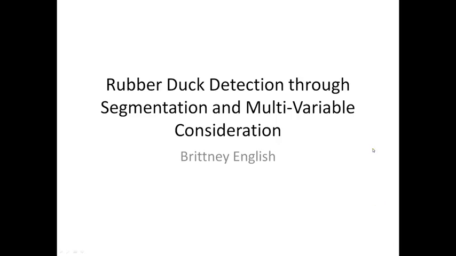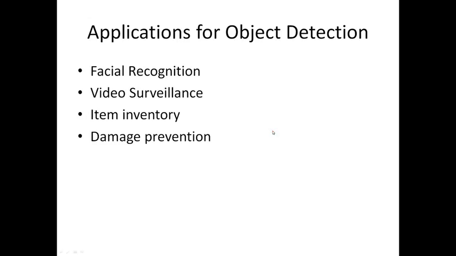Hello, I'm Brittany English, and today I'm going to be talking about object detection, specifically with rubber ducks, through the use of segmentation and multivariable considerations. Object detection can be used for a variety of applications, which include facial recognition, video surveillance. In this instance, the object detection would be to identify suspicious activity in a video.